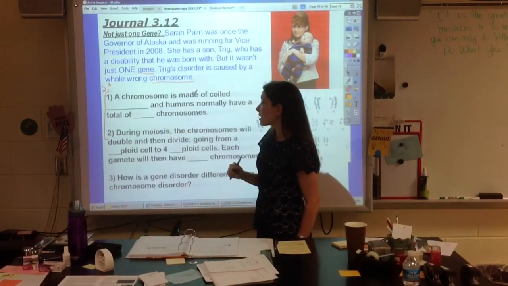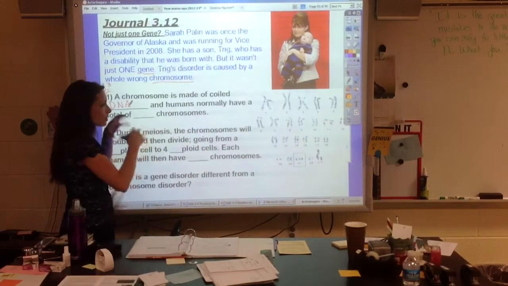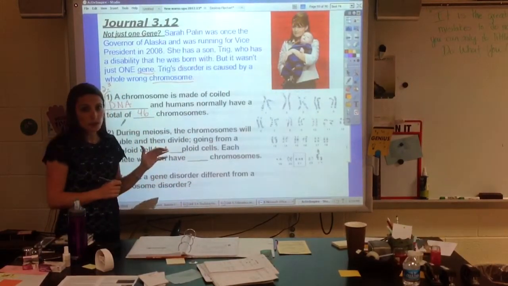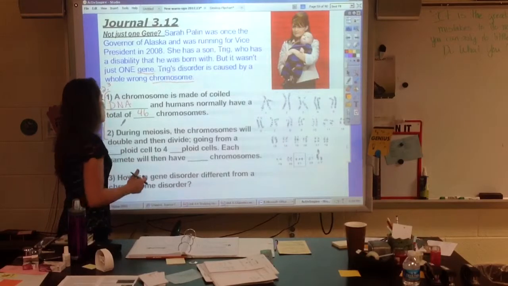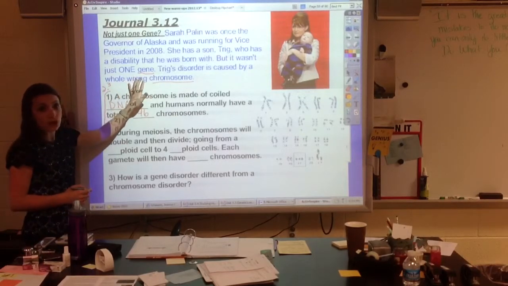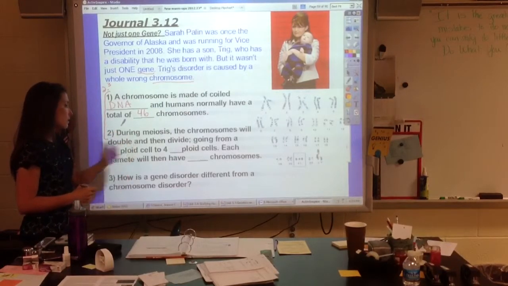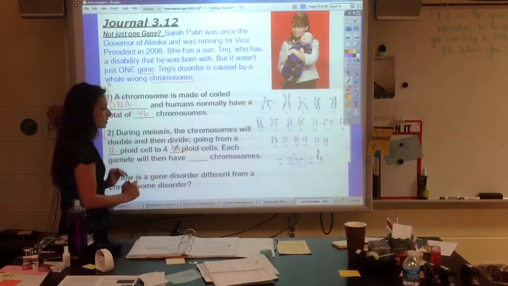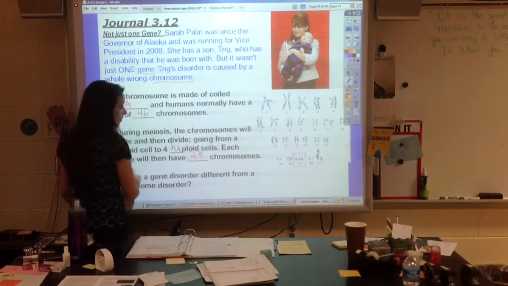A chromosome is a section of coiled DNA. So remember, you have a lot of DNA and it's going to be coiled up into chromosomes. And humans normally have a total of 46 chromosomes in your body cells. So every body cell should have 46 chromosomes. What can sometimes happen is sometimes you can end up with the wrong number of chromosomes. Normally, during meiosis, the chromosomes will double and then divide, going from a diploid cell to 4 haploid cells. Each gamete, or haploid cell, will then have 23 chromosomes.